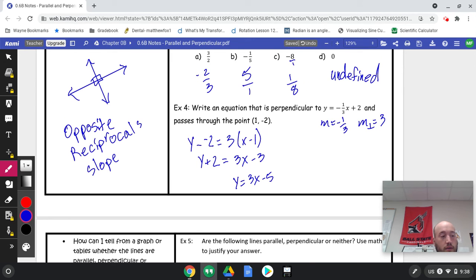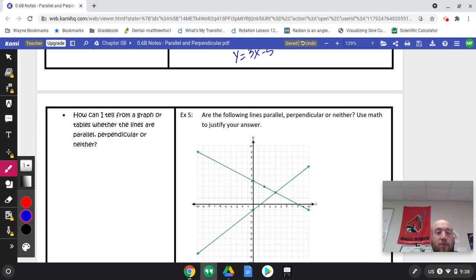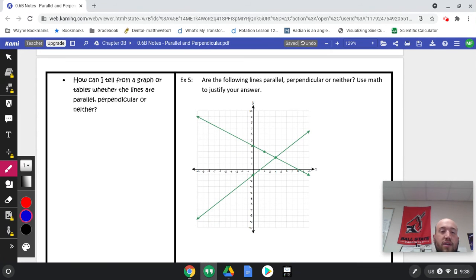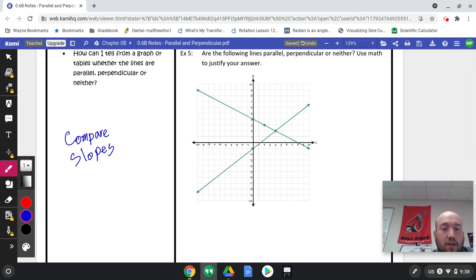All right. Now, on the back, it just says, how can we tell from a graph or table whether the lines are parallel, perpendicular, or neither? And all we really need to do is compare the slopes. If we can find the slopes and compare them, then we will know, because if they're the same, it is parallel. If they're opposite reciprocals, it is perpendicular, and if neither of those happens, then it is neither.